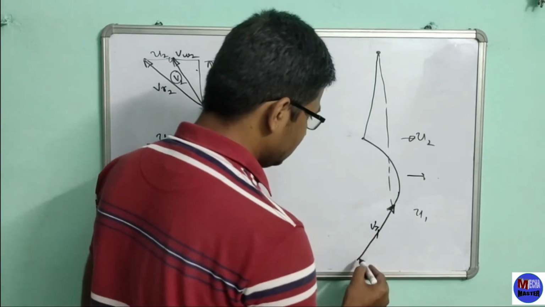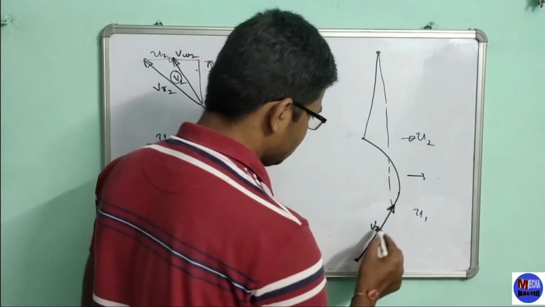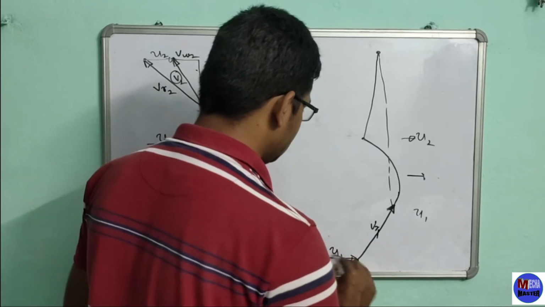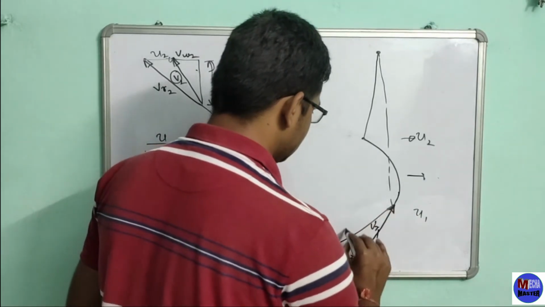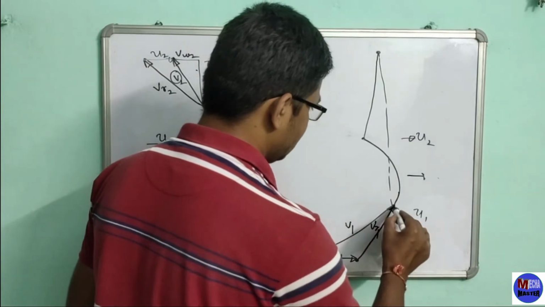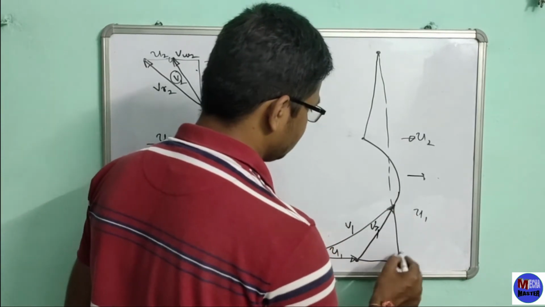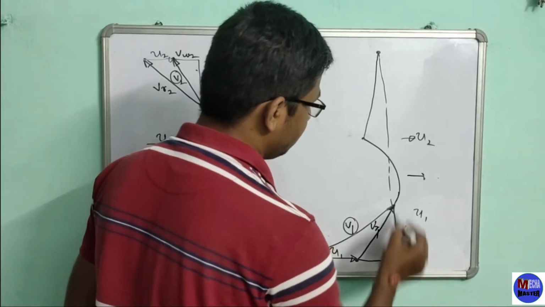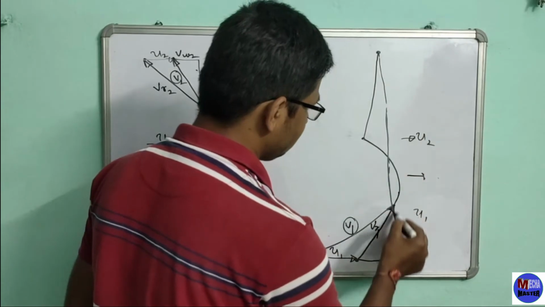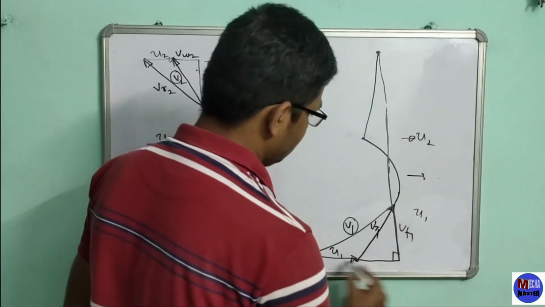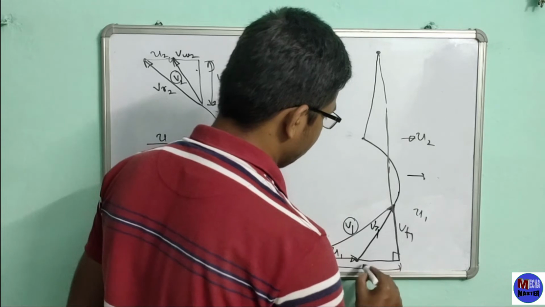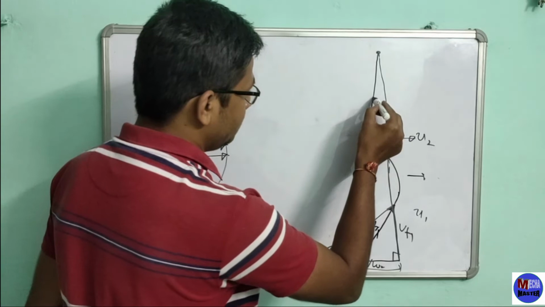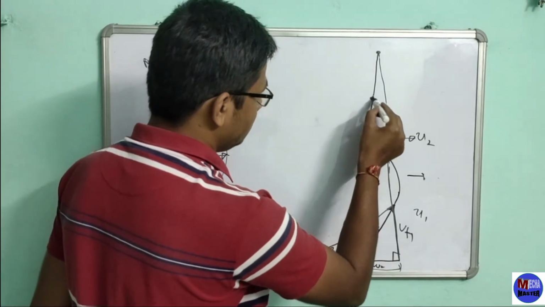So this is the relative velocity, and this is the vane velocity at the inlet u1. If we draw the resultant, this is called jet velocity, and if we break it into two parts, one will be the velocity of flow in the radial direction, and this complete one will be the whirl velocity. At the outlet, this will be the velocity of flow.